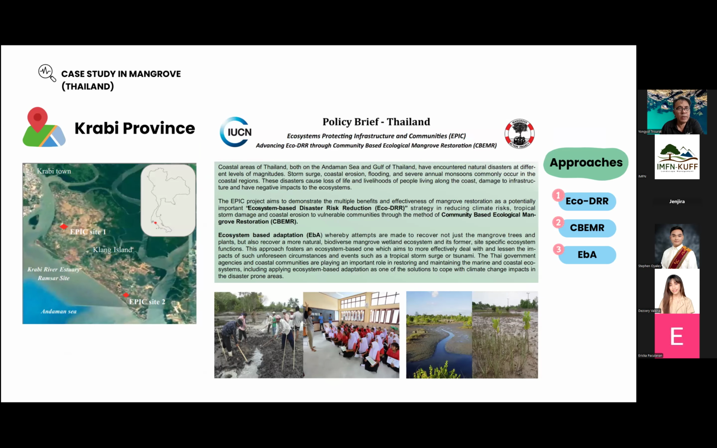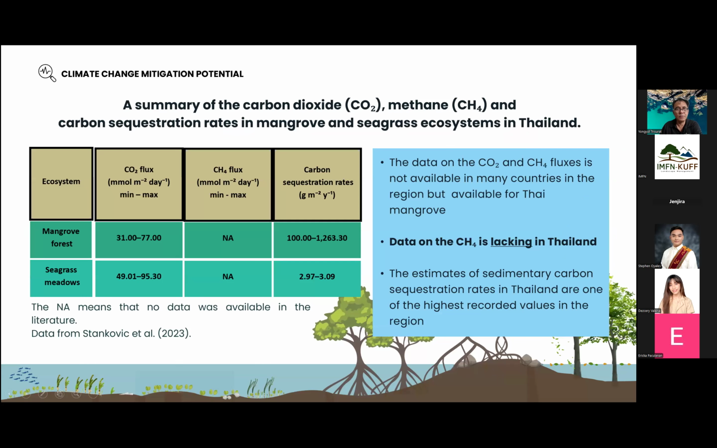And the other example is in Krabi province in southern Thailand along the Andaman Sea. They have a project in the mangrove forest, working with the local people and using it for coastal zone management and ecosystem-based disaster risk reduction, and the restoration of the mangrove forest through various mechanisms. For example, Eco-DRR, community-based mangrove forest management and ecosystem-based action.